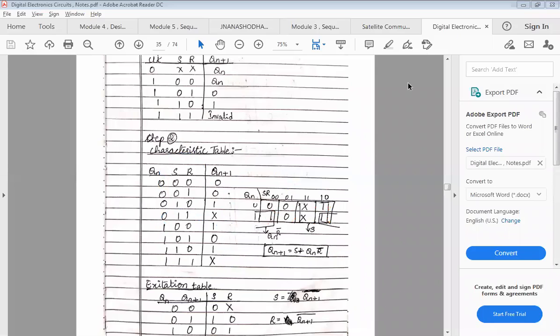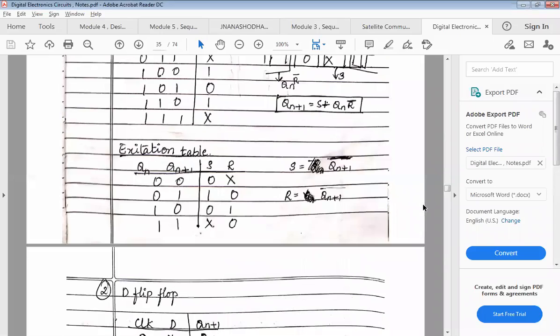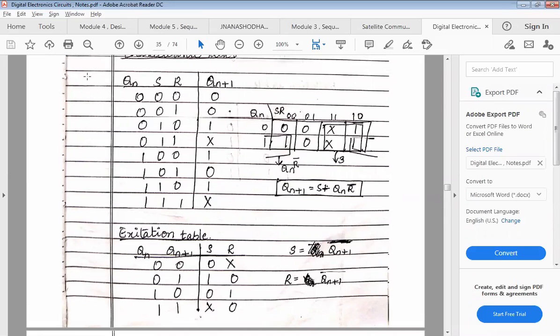So the next one that we will be looking into is the excitation table. Now many times you would have seen circuit excitation. What makes the circuit excite? What levels of combination do you have to give? I would say this excitation table is very much related to your characteristic table, because it has both present state, next state, and inputs. So S is there, R is there, Qn plus 1 is there, Qn is there. Just that they are rearranged.